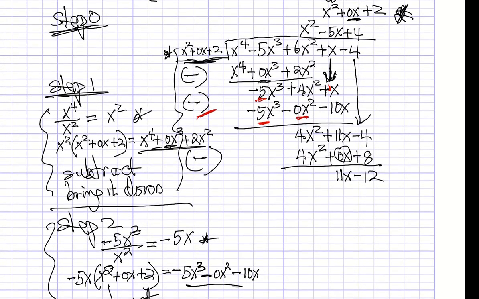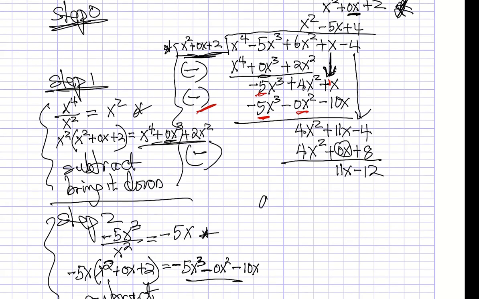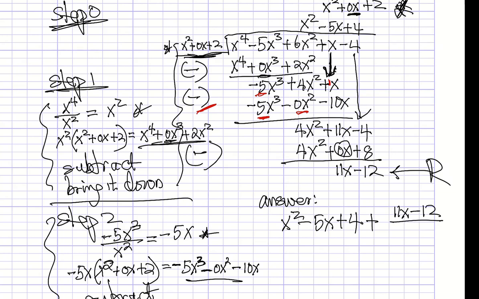Okay. So we're done. Basically, the answer we're looking for is what we wrote up there: x squared minus 5x plus 4. That's the quotient. Plus the remainder, 11x minus 12, over x raised to the power 2 plus, this is the divisor. You see that, right? That's the remainder right there, and that's what we got. And then we're done with that.